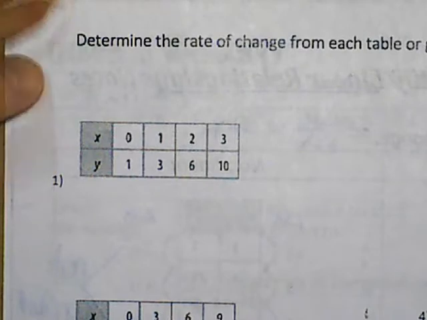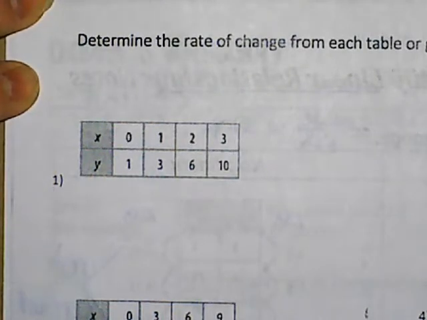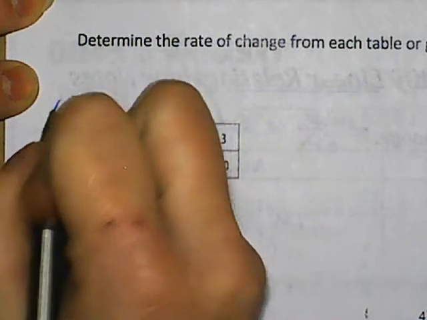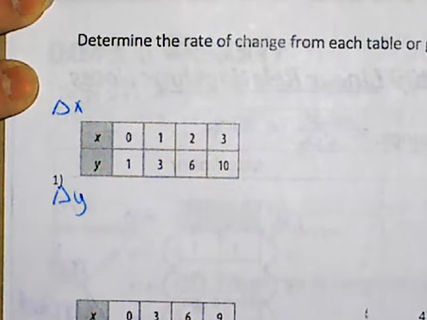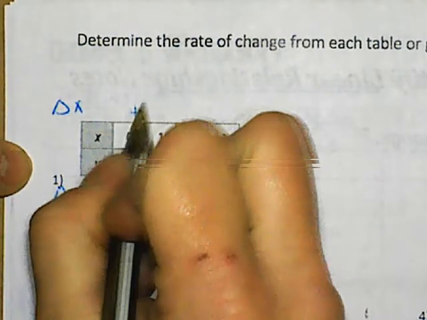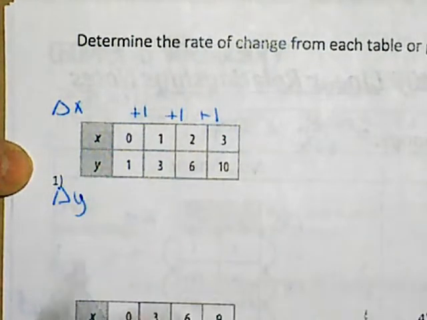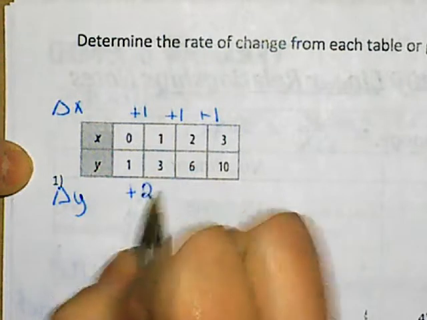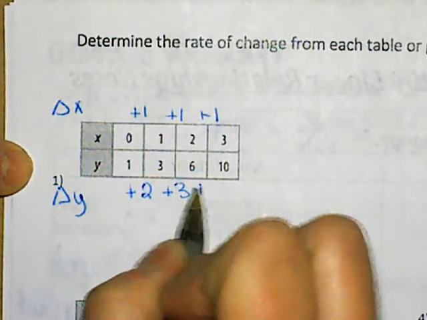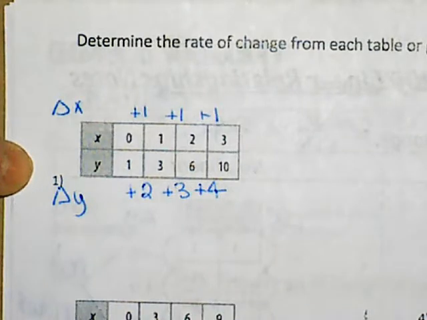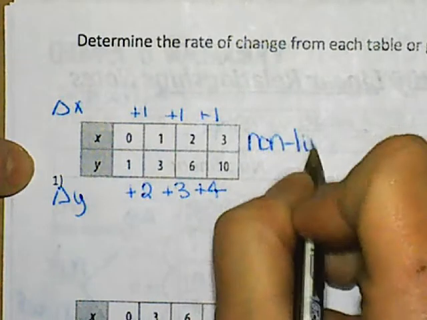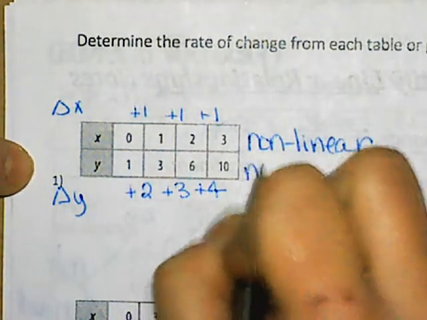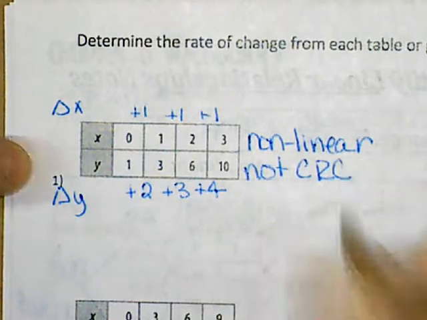Let's see if example number 1 gives us a linear relationship. You must find the change in y over the change in x. Example number 1, the change in x goes up by 1. The change in y is 2, 3, and 4. Therefore, example number 1 is nonlinear. There is not a constant rate of change.